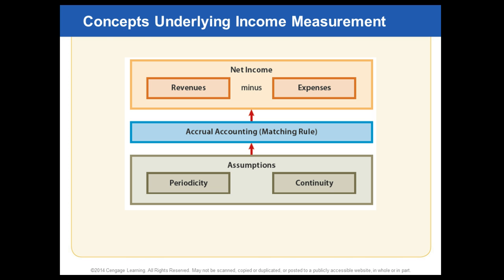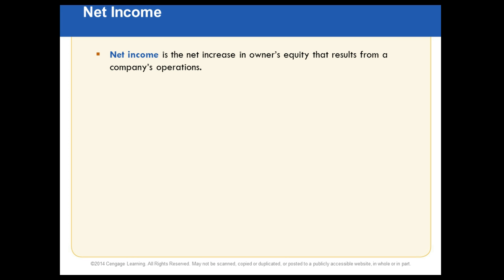And along with this concept of measuring income minus expenses, or revenues minus expenses, is knowing that we will always measure this income in periods of time, called periodicity, or in a month or a quarter. And all of this is with the mindset that the business is going to continue on in the near future. Net income is the net increase in the owner's equity that results from a company's operation. In its simplest form, net income results when revenues exceed expenses.